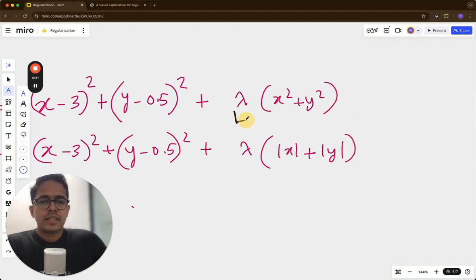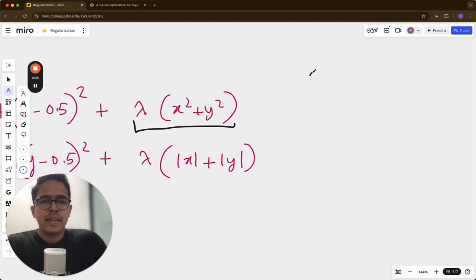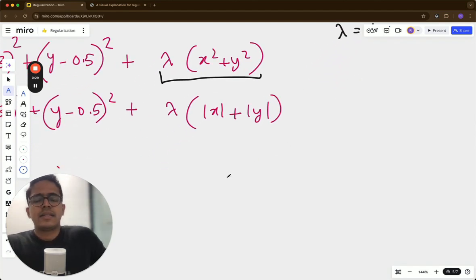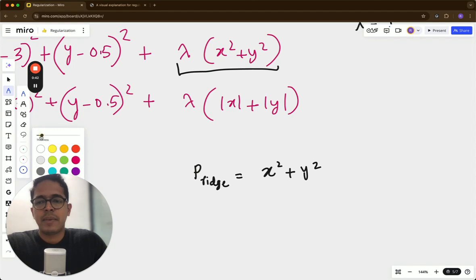So look at this penalty term, lambda times x square plus y square. For simplicity, let's assume the value of lambda equal to 1. That means the penalty term for ridge, P ridge, is equal to x square plus y square. Here, of course, I'm assuming that the lambda term has been put as 1.